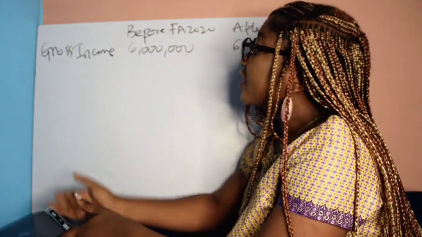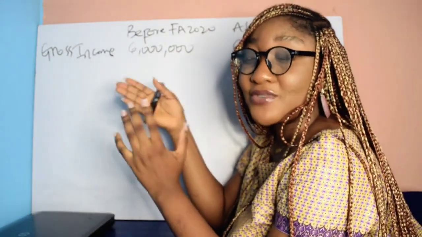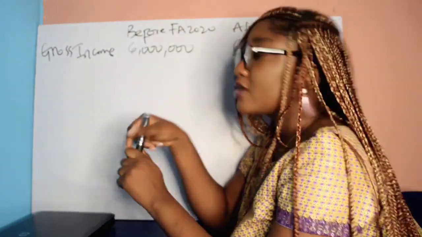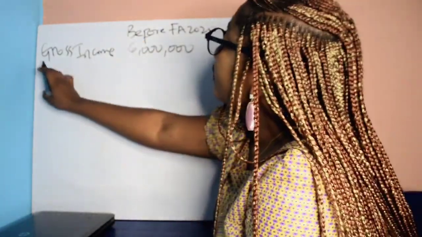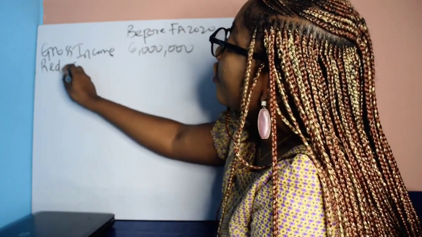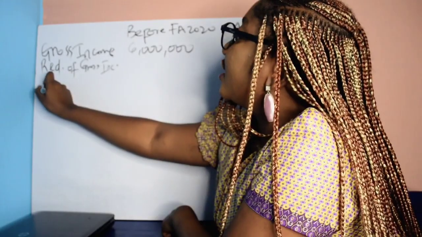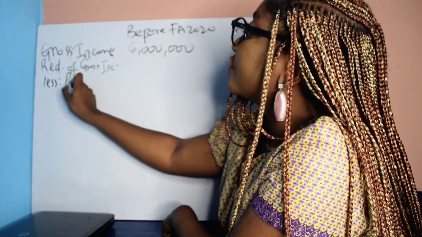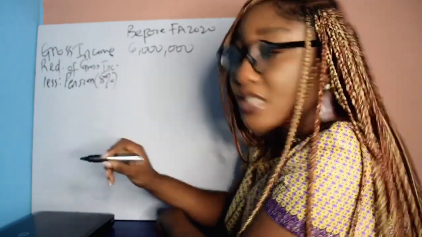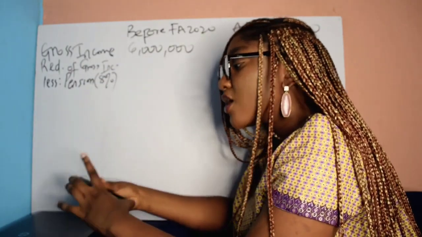Before, we just calculate our consolidated relief allowance, but now the gross income has been redefined for the purpose of computing consolidated relief allowance. So, redefinition of gross income: you less pension. Now pension is usually 8% of basic, housing and transport. So how do you know your basic, housing and transport?